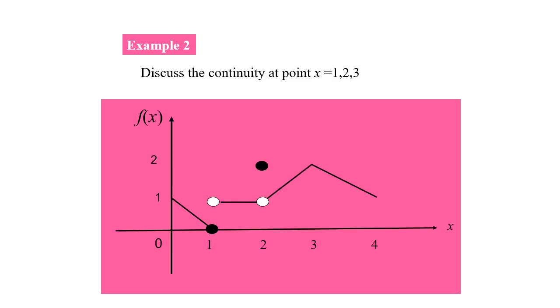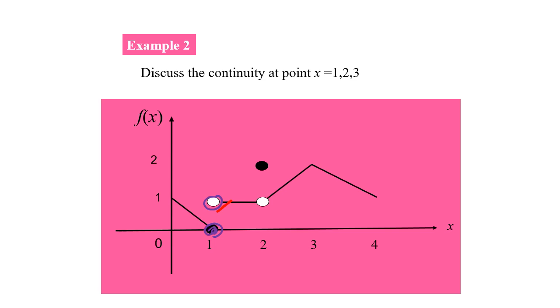Okay, so let's continue with the second example. We want to discuss the continuity at point x equal to 1, 2 and 3. For this question, we have some minor error in the graph. For the second interval, the circle should be an empty dot. And then for the first interval at x equal to 1, it should be a solid dot. So please do the correction first.